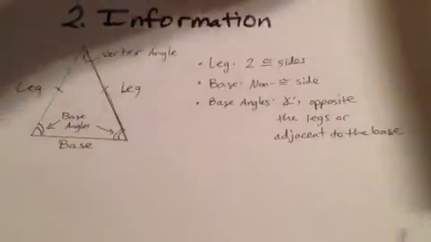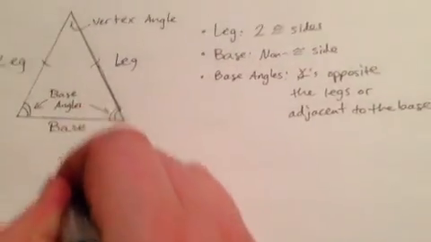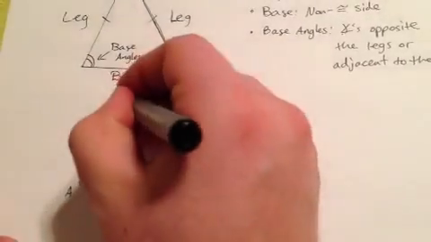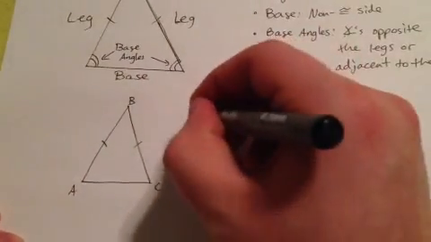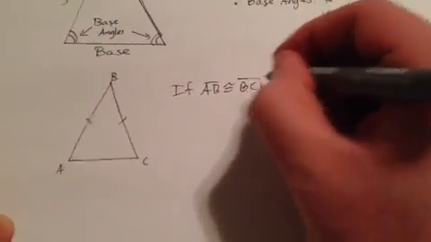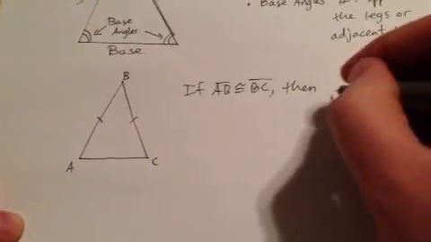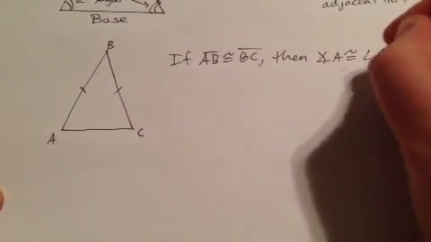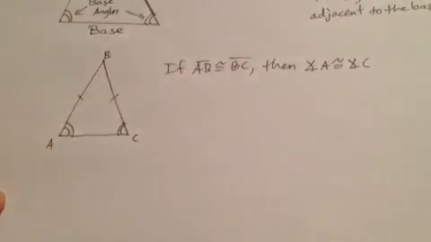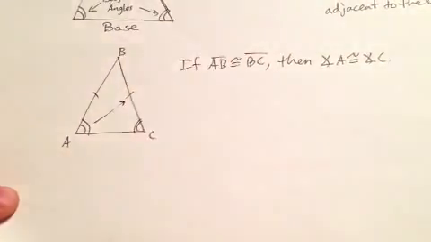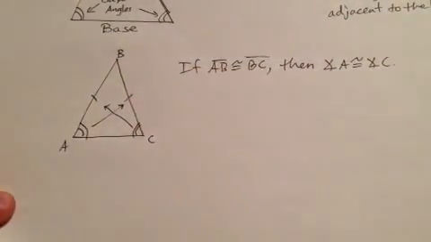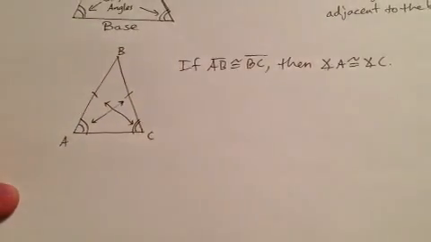So what this is basically saying is when I have an isosceles triangle, and I know it's an isosceles triangle, let's say triangle ABC, if AB is congruent to BC, then angle A will be congruent to angle C. So this is what's going to be true. And you'll notice A is opposite BC, and C is opposite AB, and vice versa. They're opposites of each other.